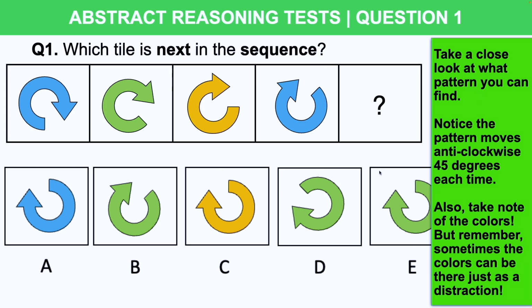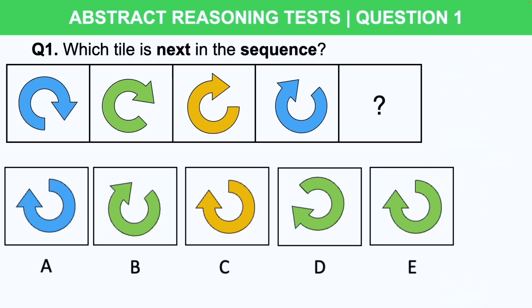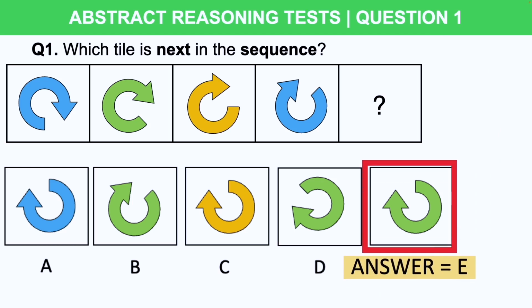But there's 2 options here. So which one should it be? Well, if we take a note of the colours, you can see the pattern goes blue, green, yellow, blue, then it should be going back to green, of course. So the correct answer option here is, of course, option number E.